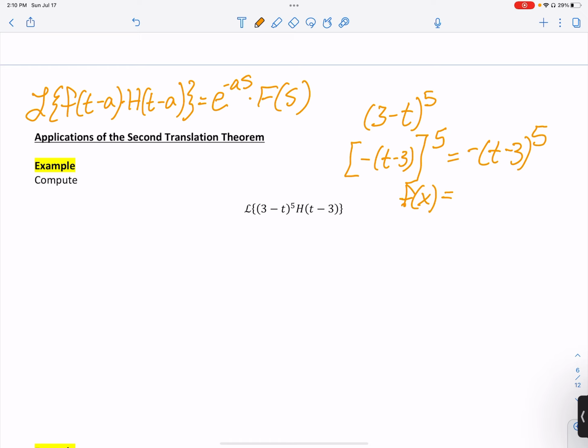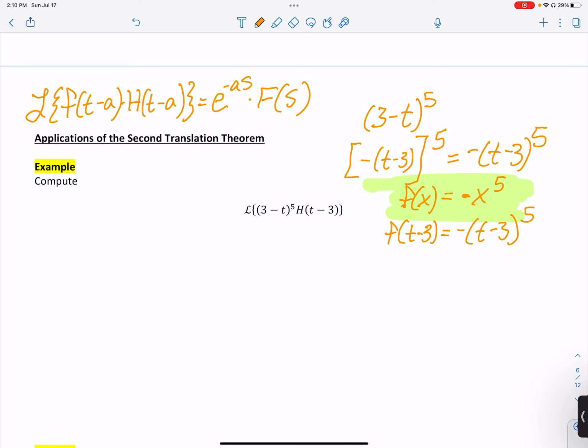I'll call it x here to help. This is negative x to the 5th. But what they did is they plugged in t minus 3. So we get negative t minus 3 to the 5th. Hopefully you can tell what I'm trying to show you is this is the function that we are dealing with, a t minus 3. All right, so I'm going to rewrite this. This is the Laplace of negative t minus 3 to the 5th times h of t minus 3.